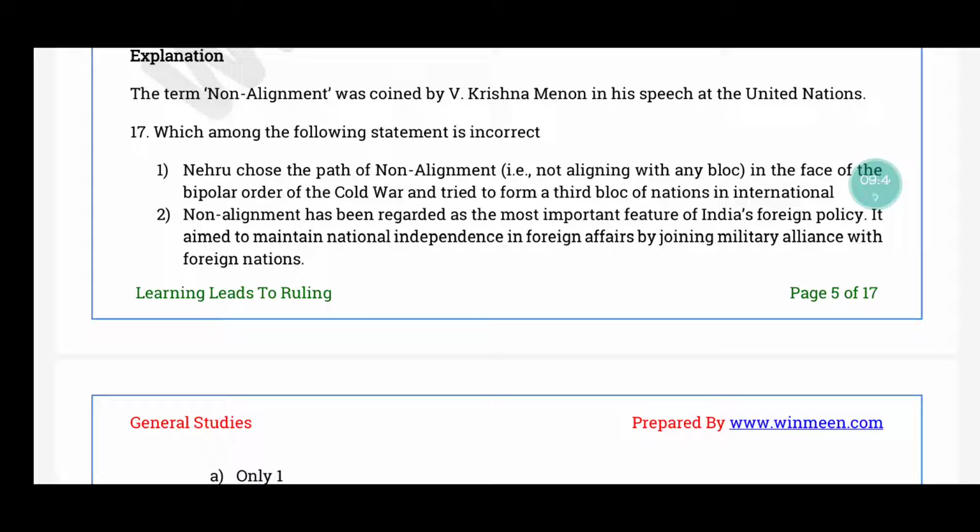Question number 17. Which among the following statements is incorrect? Nehru chose the path of non-alignment in the face of the bipolar order of the Cold War and tried to form a third bloc of nations in international politics. Non-alignment has been regarded as the most important feature of India's foreign policy. It aimed to maintain national independence in foreign affairs by joining military alliance with foreign nations.